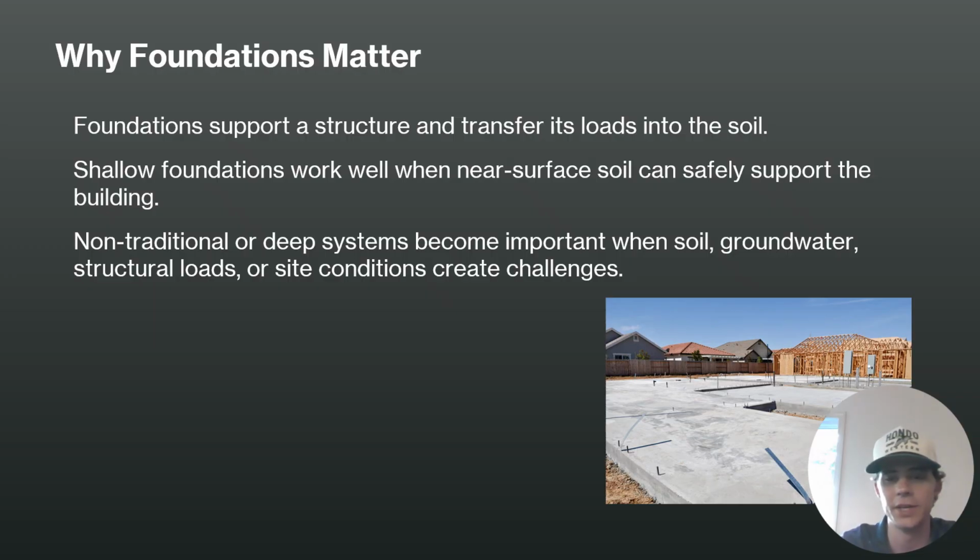The main purpose of a foundation is to support the structure and transfer its load safely to the ground. Foundations can generally be separated into shallow and deep foundations. Shallow foundations are normally used when the soil is close to the surface and is strong enough to support the structure. They're usually simpler, cheaper, and faster to install. However, shallow foundations are not always an option. If the soil near the surface is weak, there's high groundwater, or the building has extremely heavy loads, a deeper, more specialized foundation may be necessary.